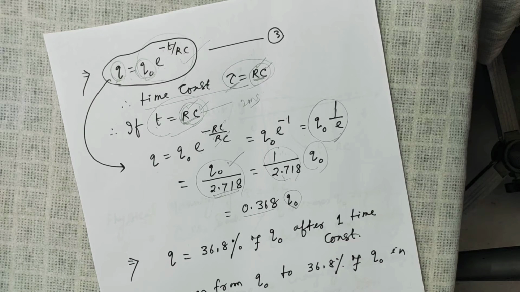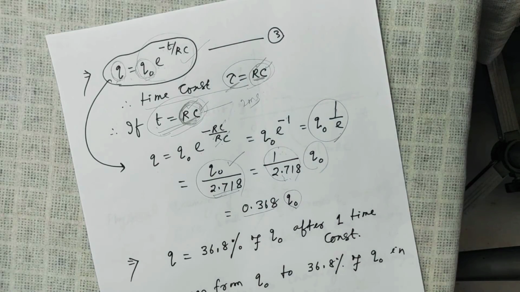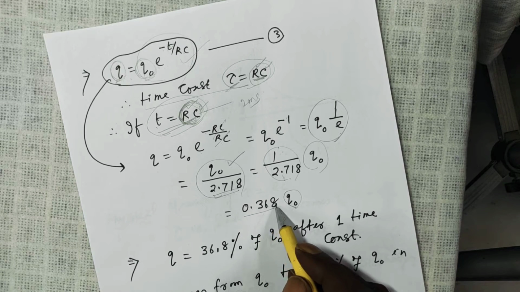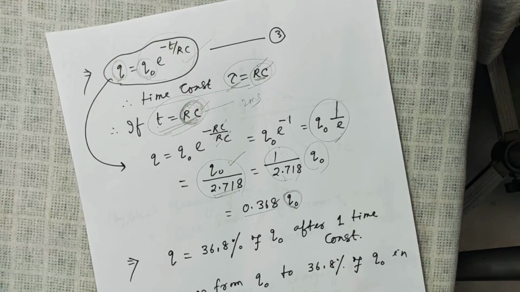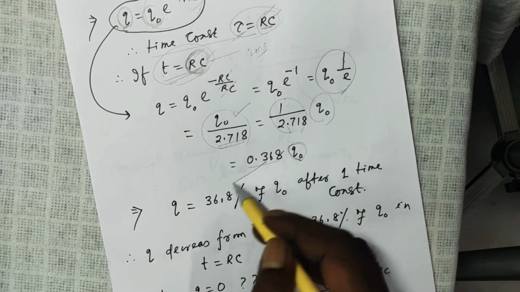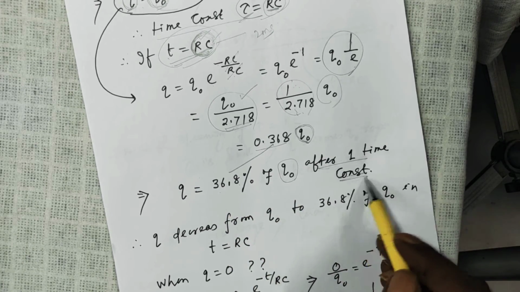Meaning if you allow the circuit to function after the key is switched off, after this much time, t is equal to RC, what is the charge left in the capacitor? 0.368 of the maximum charge that it had already stored when it was completely charged. So this can be written as 36.8% of Q naught after one time constant.